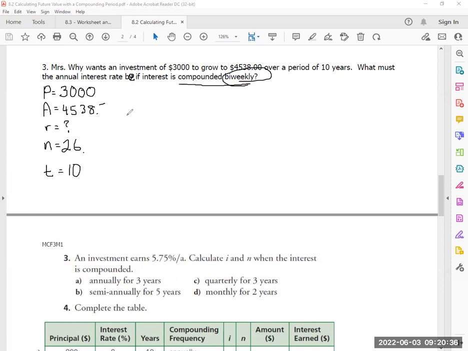Ready? So let's plug it in. Now that we have compounding periods, your formula looks like this. R is divided by how many times you do it a year, and the number of years is also multiplied by how many times you do it a year. So 4538 equals 3000 times (1 plus, oh sorry, I don't know R, sorry) R divided by 26, to the power of 26 times 10, which is 260.